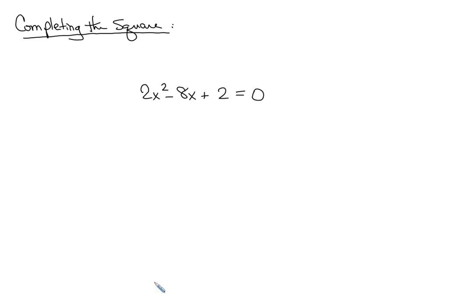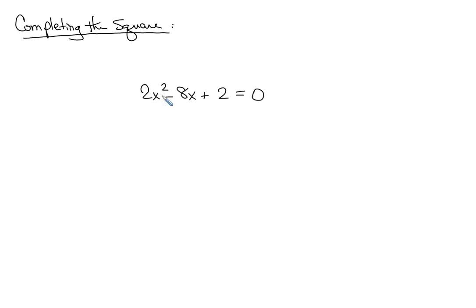Okay, so completing the square is a process that we did first semester to solve quadratics. And the way you did completing the square is you started out with something like 2x squared minus 8x plus 2 equals 0, let's say.